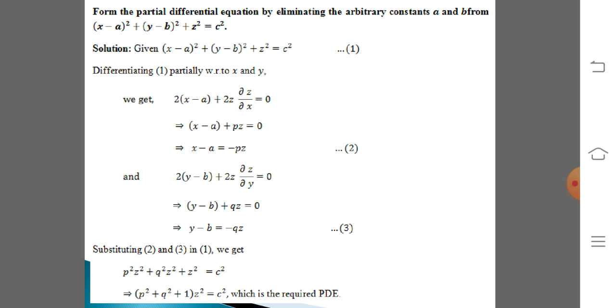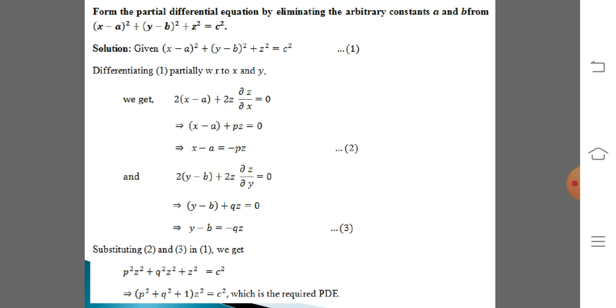We get derivative of (x minus a) whole square is 2 into (x minus a), plus there is no x in the second term, (y minus b) whole square, so its derivative becomes 0, plus the third term on the left hand side is z square. Its derivative partially with respect to x is 2z into dou z by dou x, equal to the right hand side c square, so its derivative is 0.